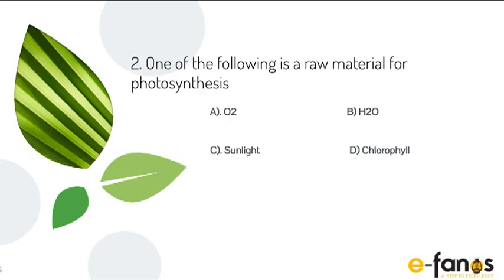Question 2. One of the following is a raw material for photosynthesis. Is that A, oxygen, B, water, C, sunlight, or D, chlorophyll? And the correct answer is B, water.